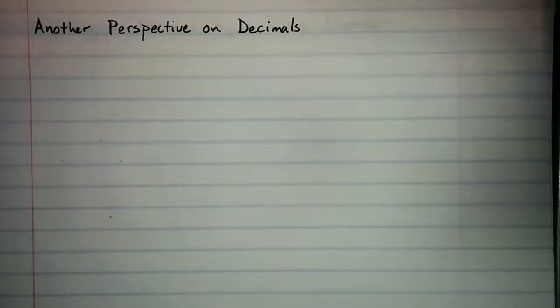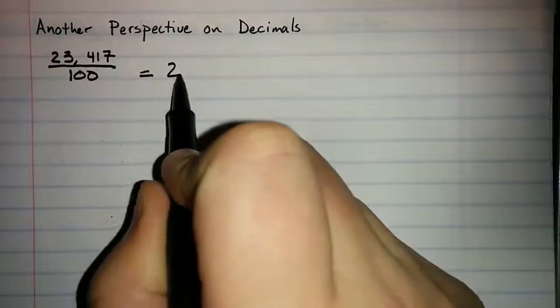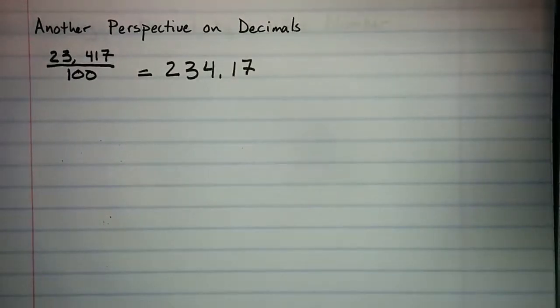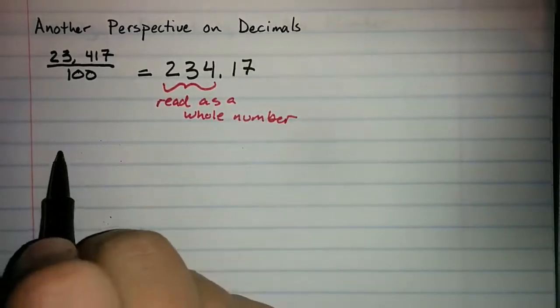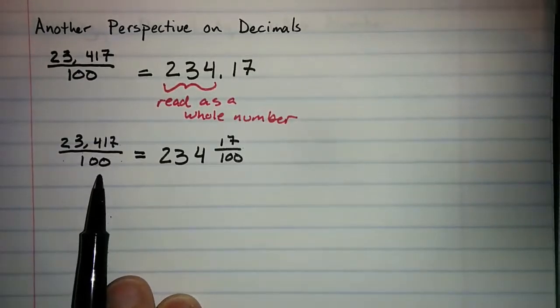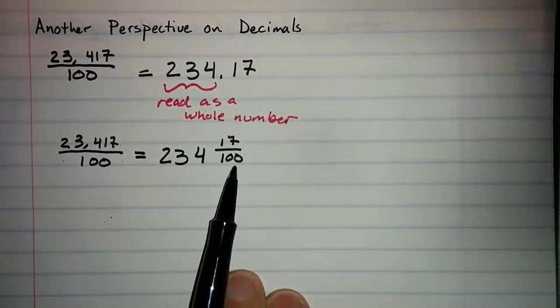Let's think about what we know about decimal fractions so far. Remember, we have this decimal notation where we write, for example, 23,417 1/100ths as 234.17. And notice that this part before the decimal point, we read it as a whole number. And we looked at that a little bit more, and we justified that by saying that as a mixed number, 23,417 1/100ths was 234 and 17 1/100ths.